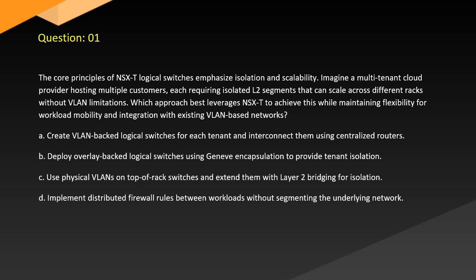A. Create VLAN-backed logical switches for each tenant and interconnect them using centralized routers. B. Deploy overlay-backed logical switches using Geneve encapsulation to provide tenant isolation. C. Use physical VLANs on top of rack switches and extend them with Layer 2 bridging for isolation. D. Implement distributed firewall rules between workloads without segmenting the underlying network.